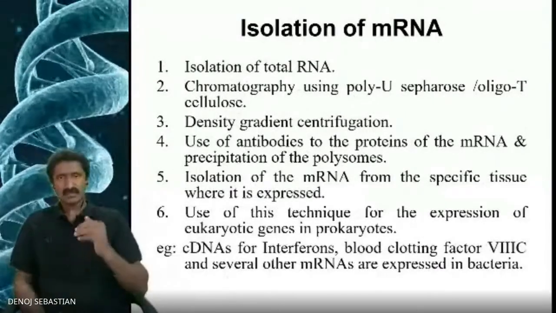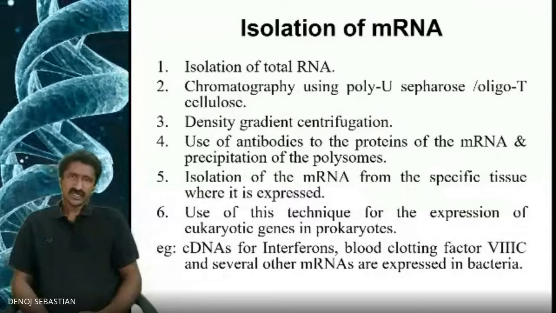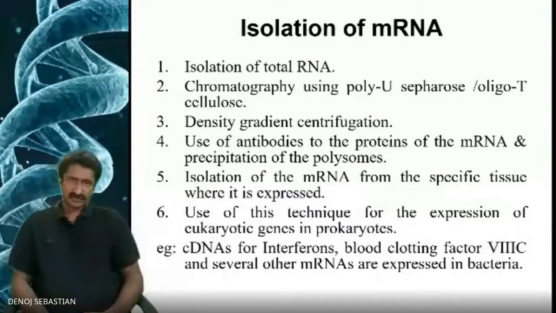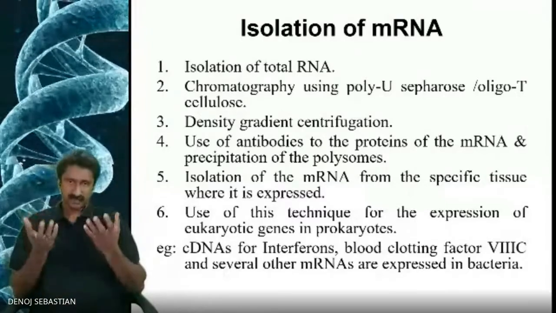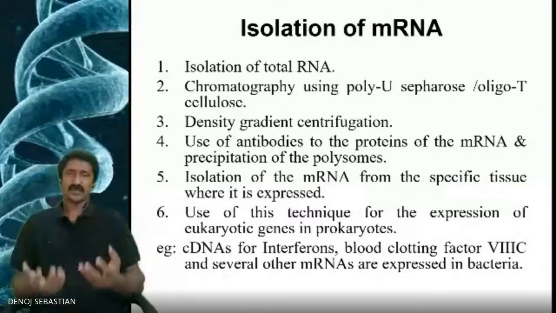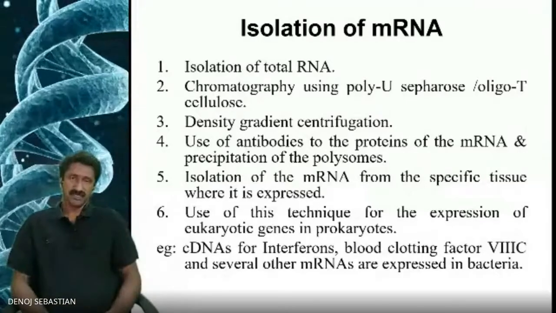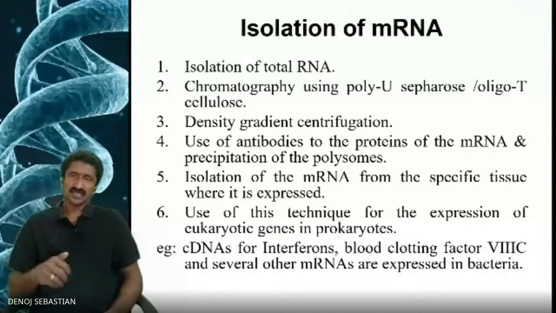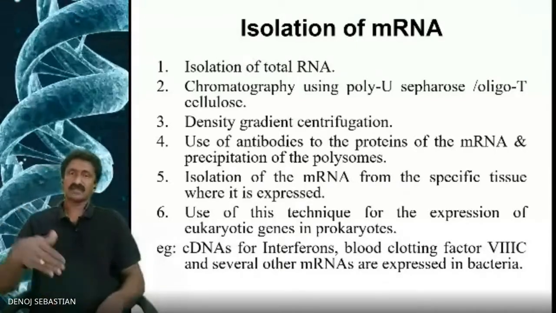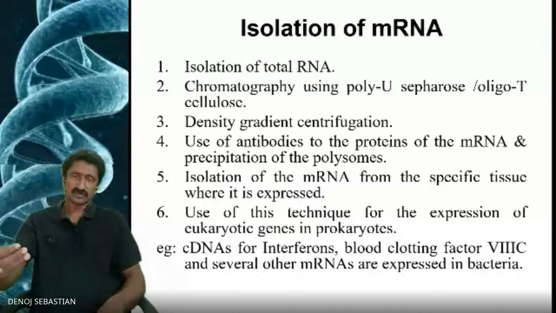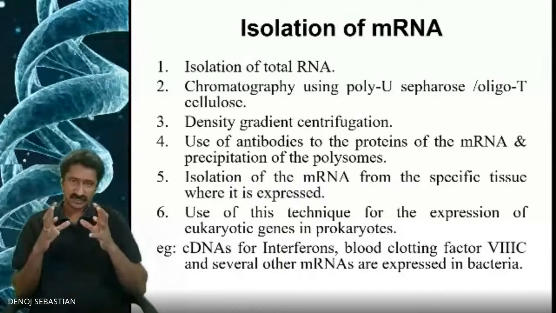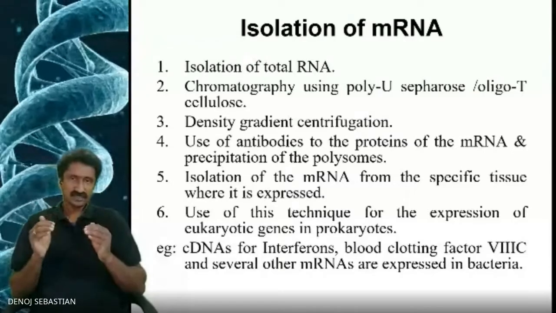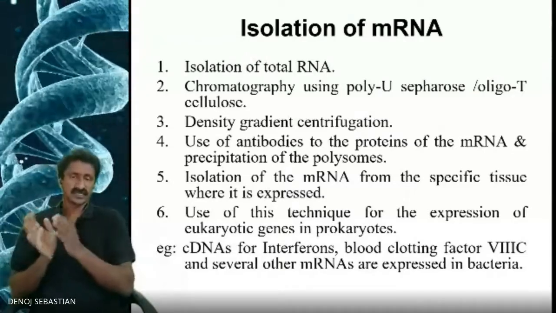Now, when we come to the isolation of the mRNA, the first step is the isolation of the total mRNA of the cell type. Every cell at a particular time, at a particular growth condition, will produce a particular set of mRNAs. If the environmental condition or the growth condition changes, then some of the mRNAs may shut down and some other population may start producing. So the isolation of total mRNA is dependent on the different growth conditions and other things.